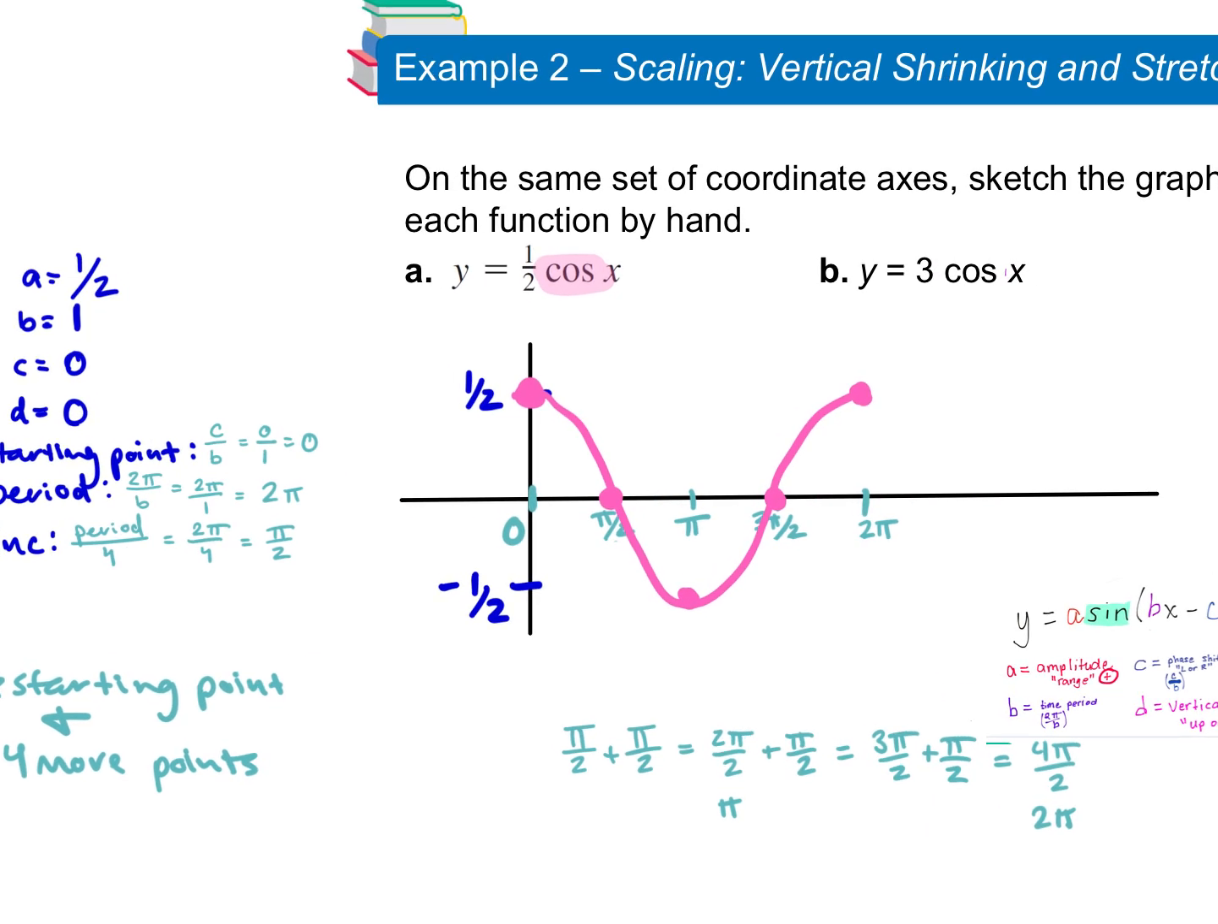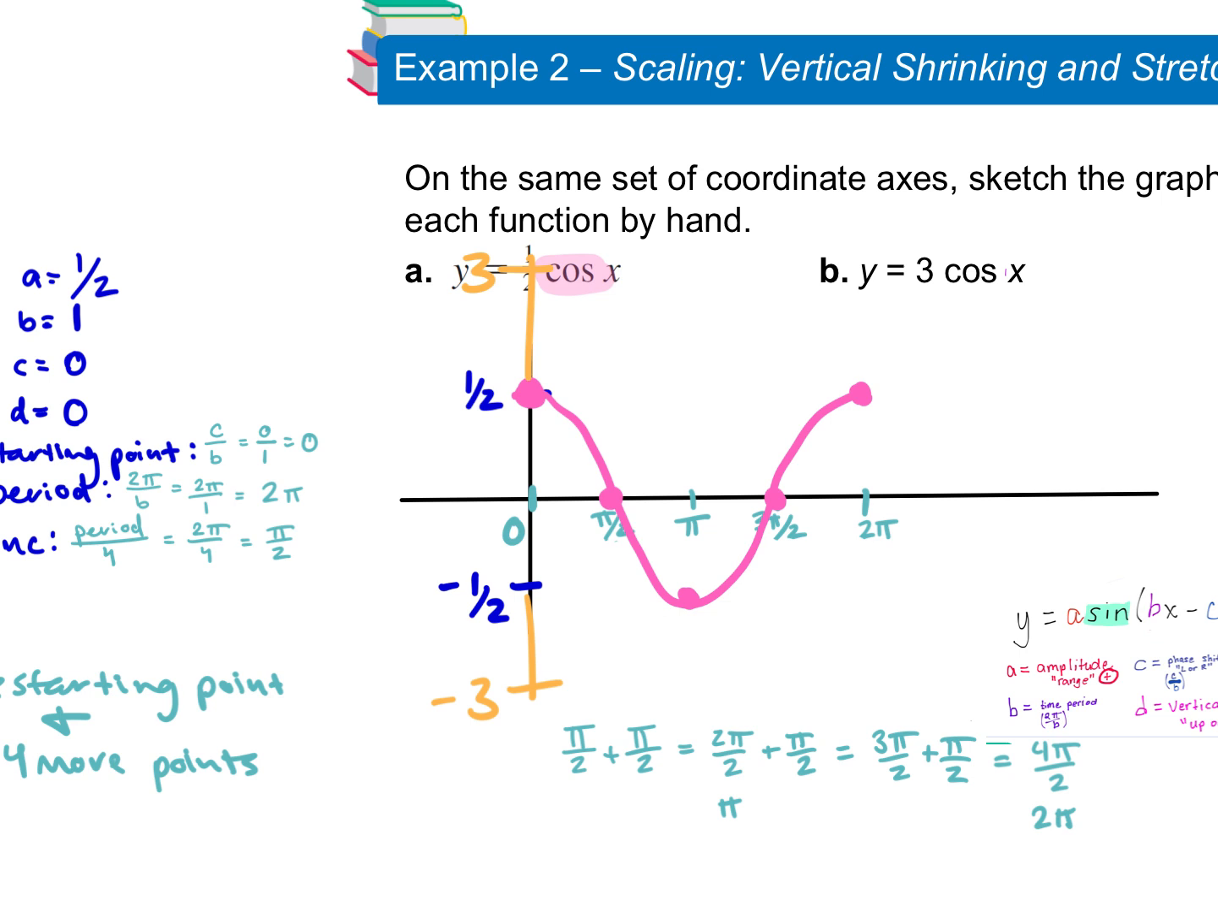For B, when we have 3 cosine of x, everything stays the same except the amplitude changed. So instead of going up to 1/2, I'm now going to go up to 3 and down to -3.